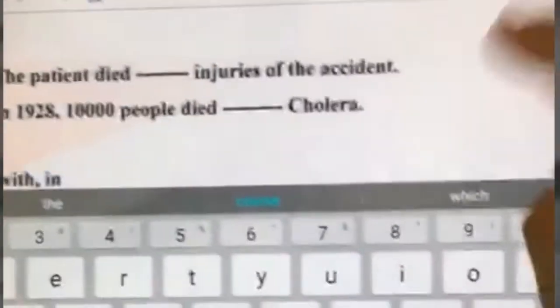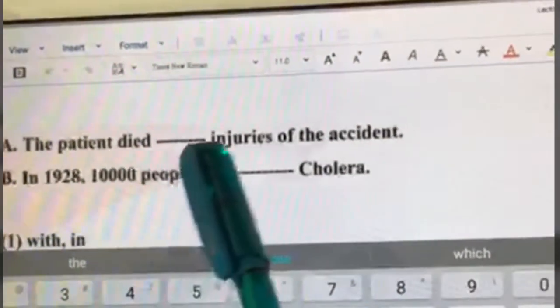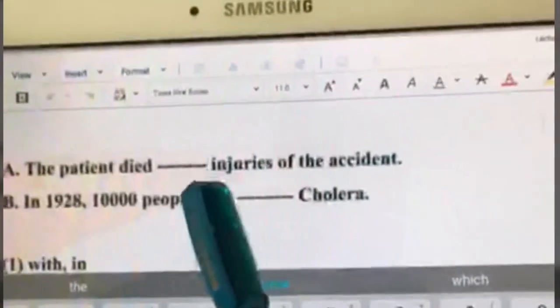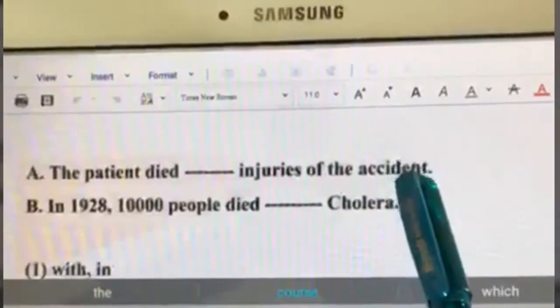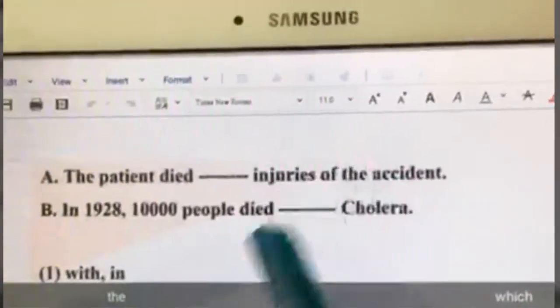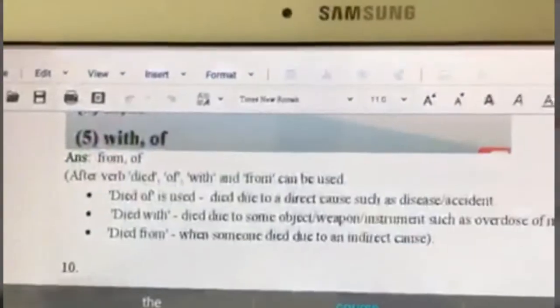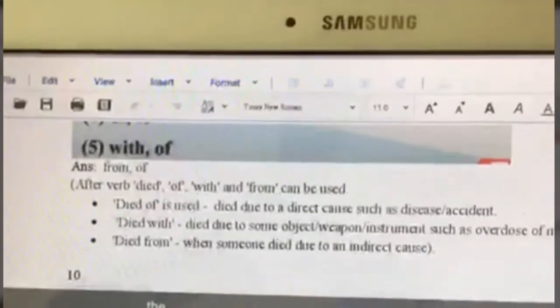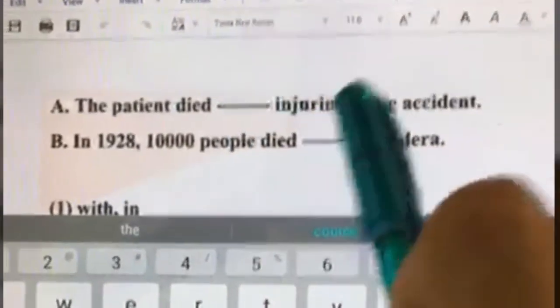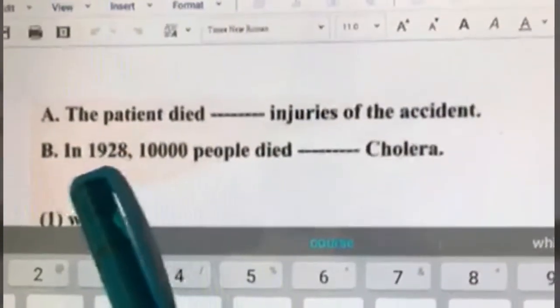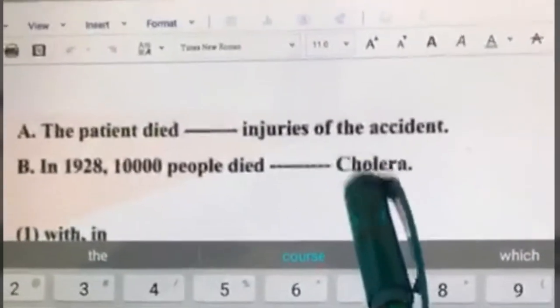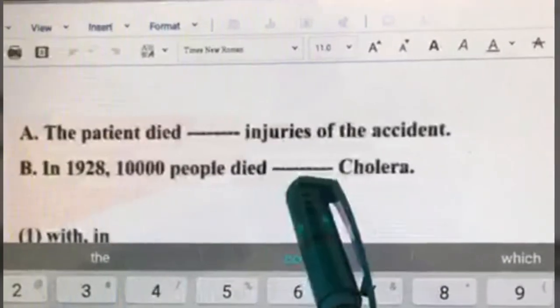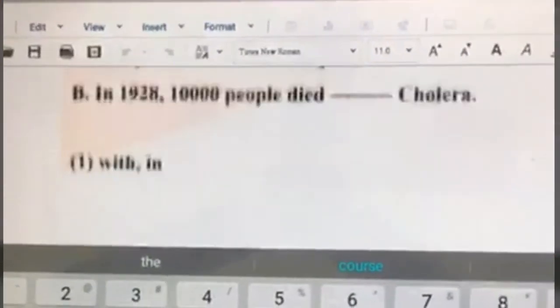So in this question, it is due to injuries of an accident. So it is an indirect cause. It is not a direct cause. If it was a direct cause, they would have simply said died dash accident, in which case it should be of. But since it's an indirect cause, it should be from. So the patient died from injuries of the accident. Next, in 1928, 10,000 people died dash cholera. Cholera is a direct cause. So what should the preposition be here? Of. Right?